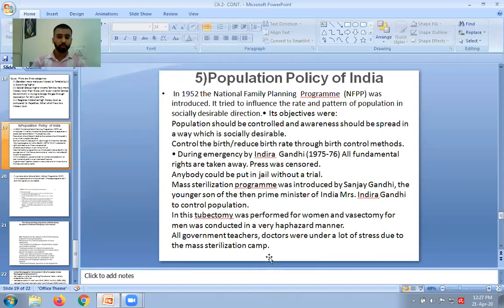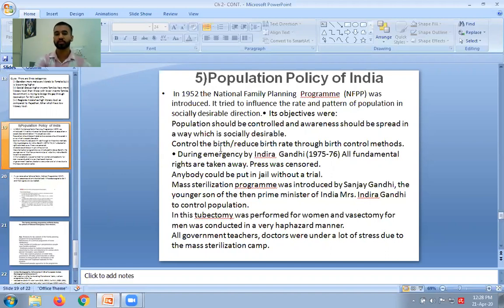So the objectives of this population policy were: population should be controlled and awareness should be spread in a way which is socially desirable. When I say socially desirable, that means the population and birth rate should be controlled, and there should be a replacement level in the society. Replacement level means that parents are replaced by two children. It will happen only when parents give birth to only two children, or somewhere around three children, then we will say that replacement level is there, right? So it's very important to maintain the replacement level in which parents are replaced by two children. This was the first objective of this policy.